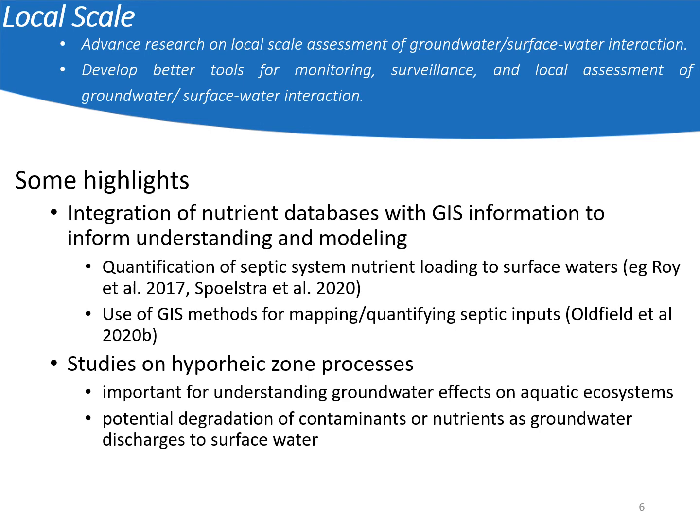Local scale priorities mentioned in the 2016 report included a need to advance research on local scale assessment of groundwater surface water interaction, and to develop better tools for monitoring, surveillance, and local assessment of groundwater surface water interaction. Related to these, there's been some interesting work done to integrate nutrient databases with GIS information. For example, work by Roy et al. and Spoelstra et al. used such approaches to estimate septic nutrient loading to surface waters. And work by Oldfield used local data combined with GIS approaches to scale up and estimate septic inputs at broader scales.